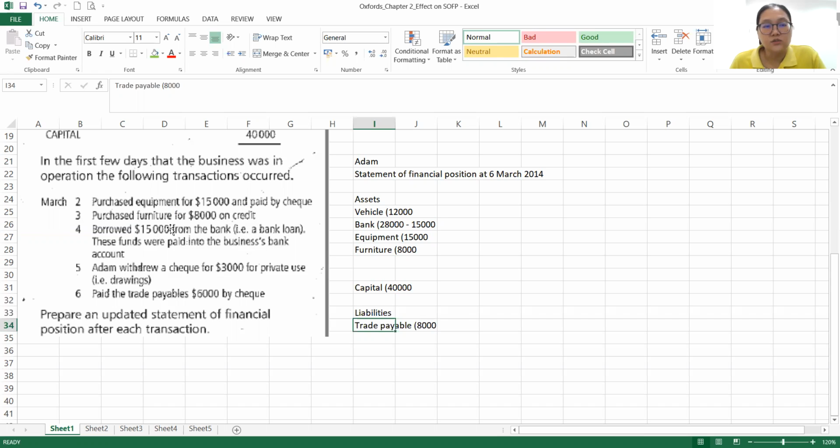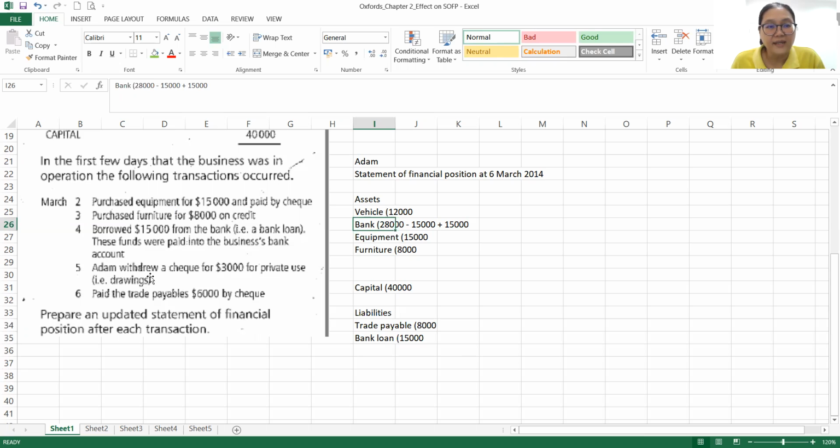Bank loan means we borrow money from the bank, this amount is 15,000. This 15,000, from who do we get this money? From the bank loan. So this bank loan is 15,000. Bank giving out, bank loan, bank giving out the money. So that's why bank loan is in the credit. Next, this money will be paid into the business bank account, means that we have to record into bank here.